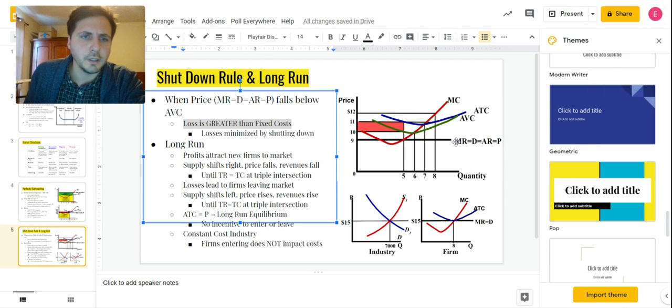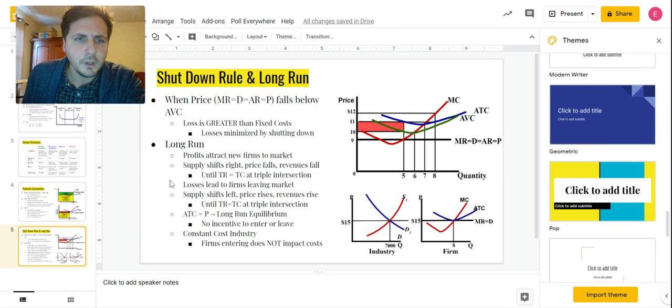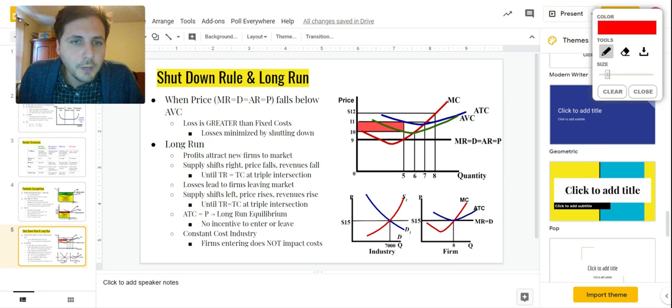Let's look at the long run here. In the long run, what's going to happen? Well, we have two scenarios. In the short run, we can have profits or we can have losses. So what's going to happen in the long run if we have profits? Well, if we have profits in the short run, then those profits are going to attract new firms to the market.